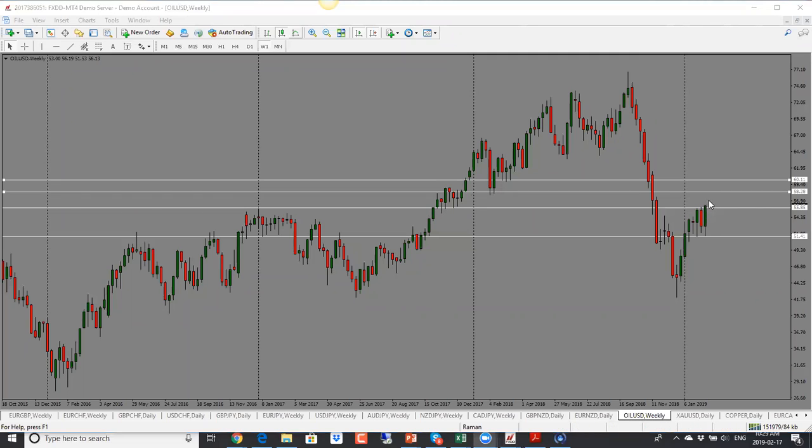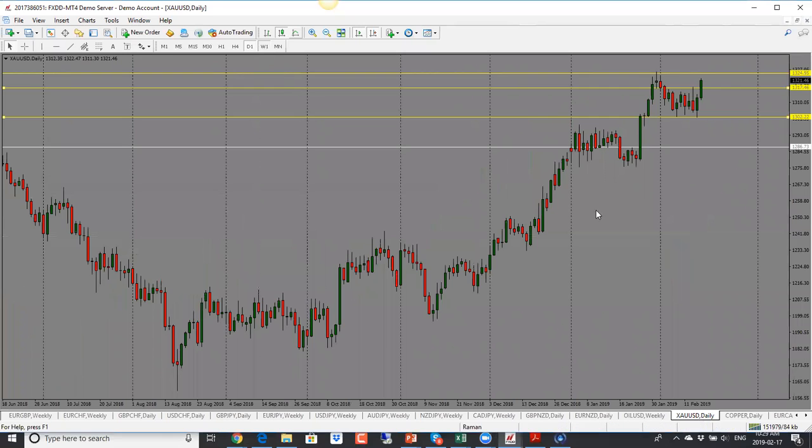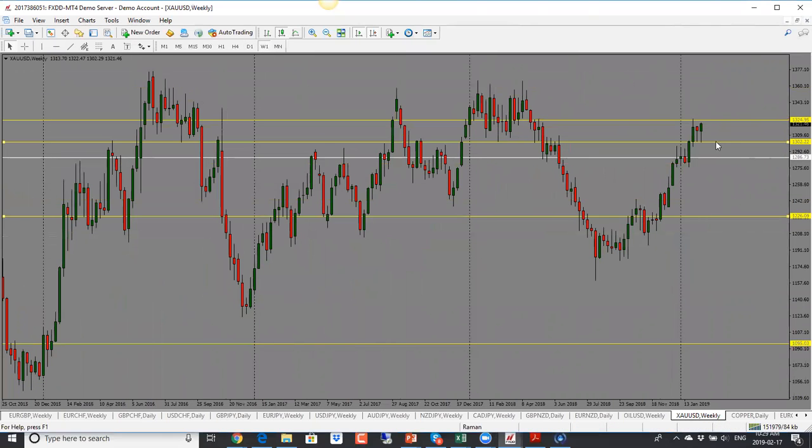But once it gets through here, I would just look for a pullback and then a further move to the upside. Gold looking quite strong here. We have a bullish pin bar here for gold. So I would look for price to go up higher.